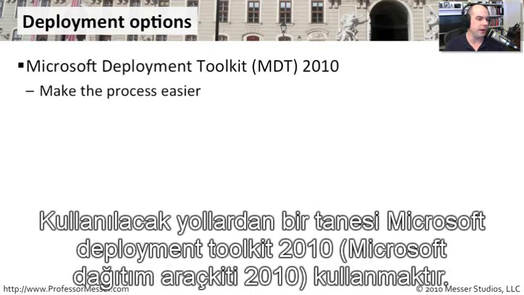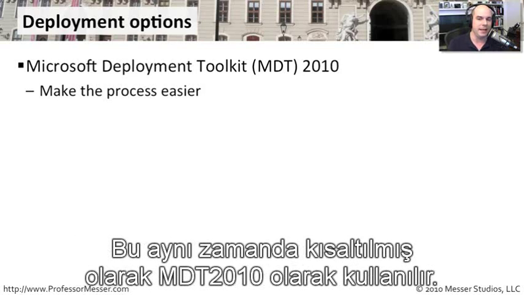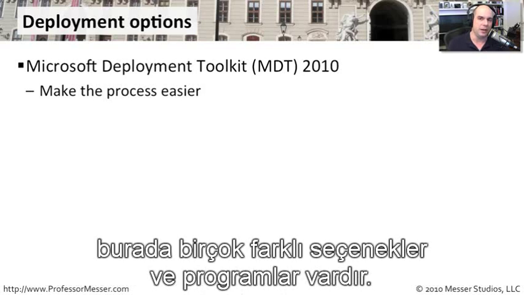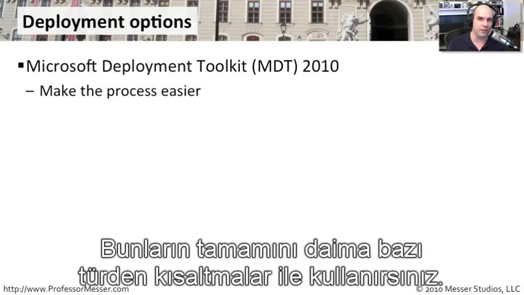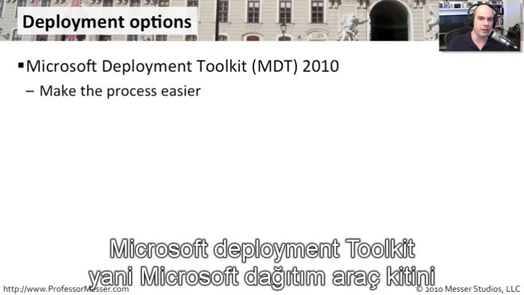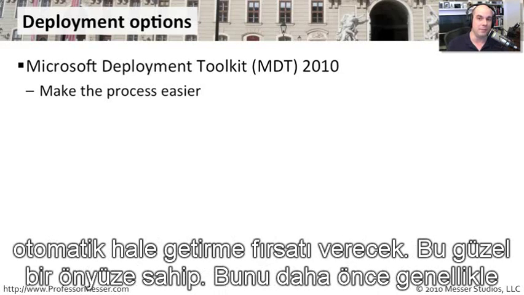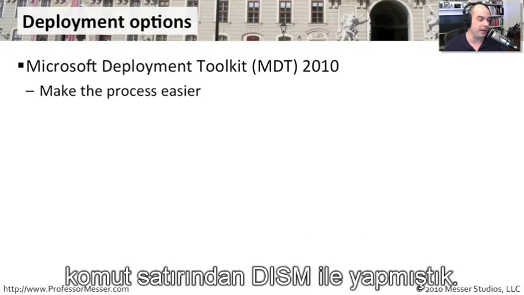One of the ways is to use Microsoft Deployment Toolkit 2010. This is also referred to as MDT. And one thing about this entire chapter is there are a number of different options in here and programs you can use, and almost all of them have some type of abbreviation. The Microsoft Deployment Toolkit we're going to use to make that entire process a lot easier. It's a nice graphical front end. It allows you to automate a lot of things that we manually did with DISM at the command line.